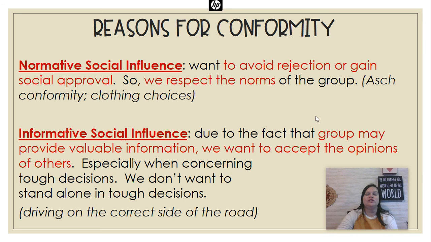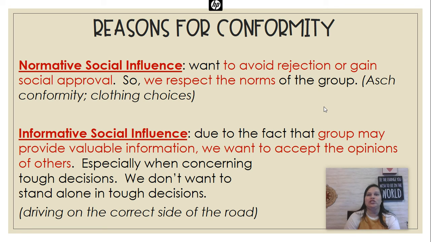Informative social influence is due to the fact that the group may provide valuable information. We want to accept the opinions of others. So when we don't know what to do, we think that those people have valuable information, especially if it's a tougher decision and we don't want to stand alone.